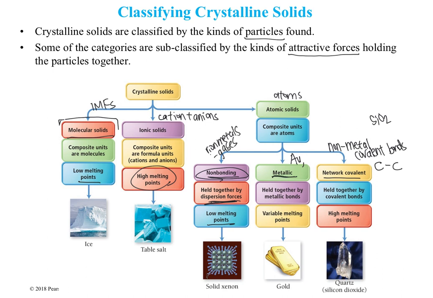When we have metallic compounds, they're really strong due to that sea of electrons. Some of them have really high melting points, like platinum, titanium, those kinds of things, but some have lower melting points, such as sodium. They're kind of more malleable. And then network covalent, they're held together with covalent bonds, so same type of non-metals, but covalent bonds versus dispersion forces. And because they're held together with bonds instead of IMFs, they're going to have high melting points.